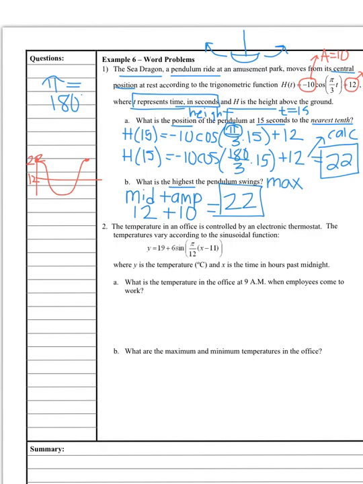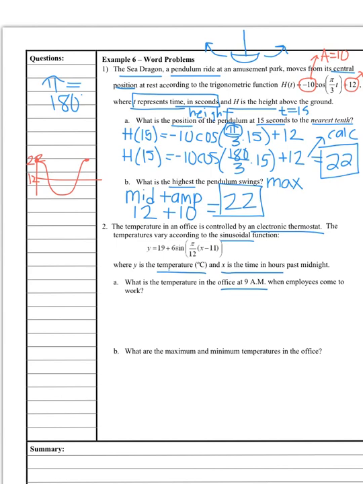And now our very last example: the temperature in an office is controlled by an electronic thermostat. The temperatures vary according to the sinusoidal function y equals blah, where y is the temperature in Celsius, and x is the time in hours past midnight. So what is the temperature in the office at 9 a.m. when the employees come to work?